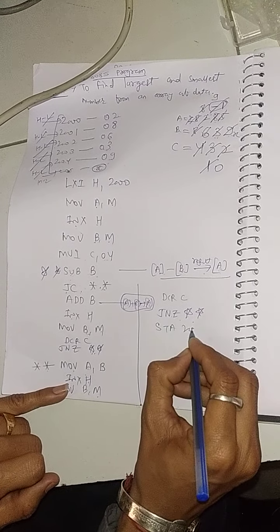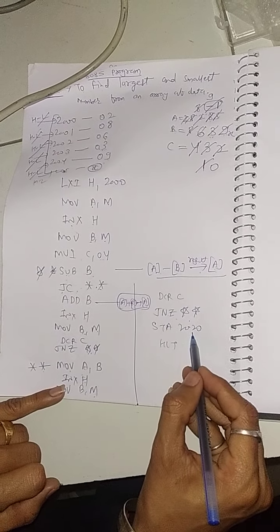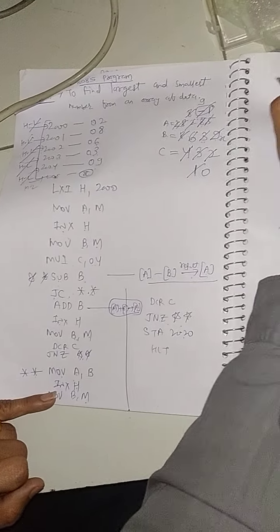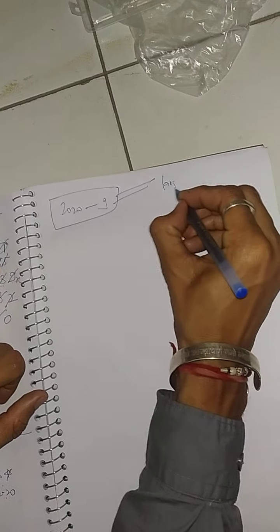So we write down STA 2020 and then HLT. So store the content of the accumulator at 2020. So definitely at 2020, my content of the accumulator is what? 9 will be stored. So this proves that this is the largest number.